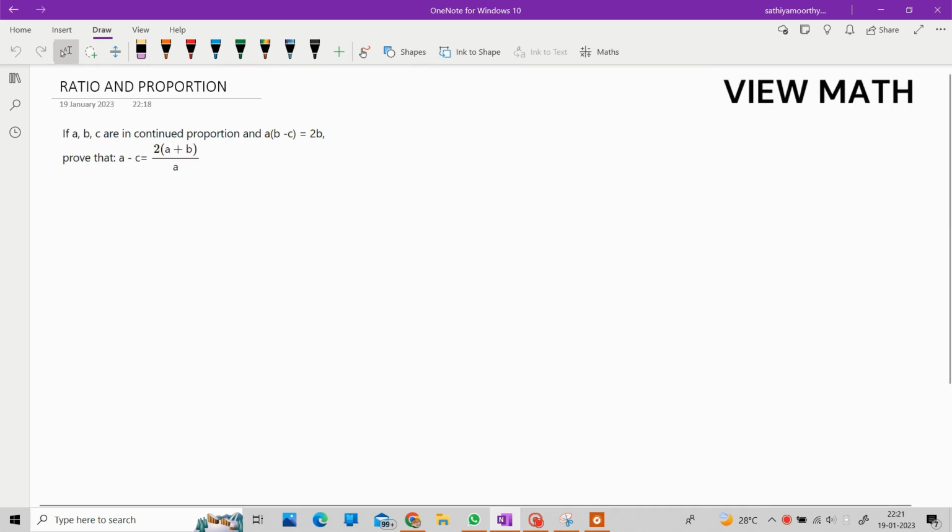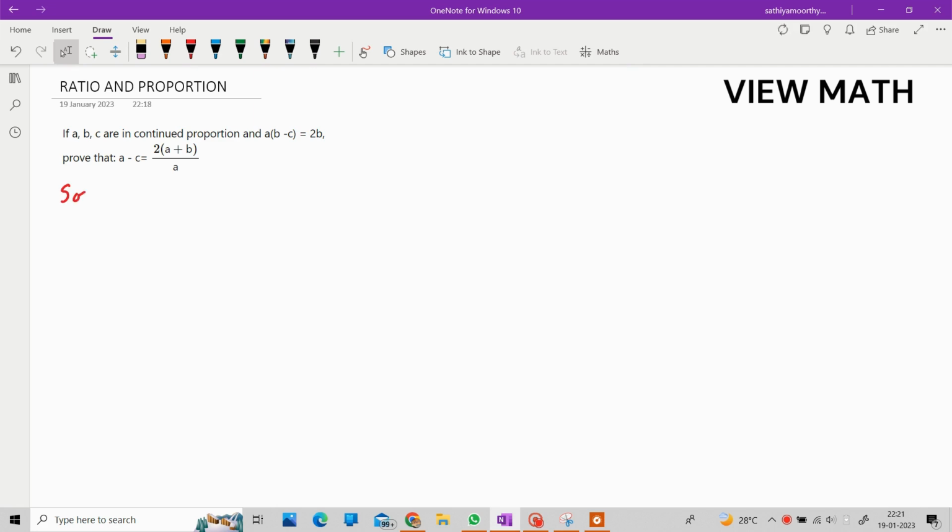Now let's see the next problem. If a, b, c are in continued proportion and a(b − c) is equal to 2b, prove that a − c is equal to 2(a + b) by a.